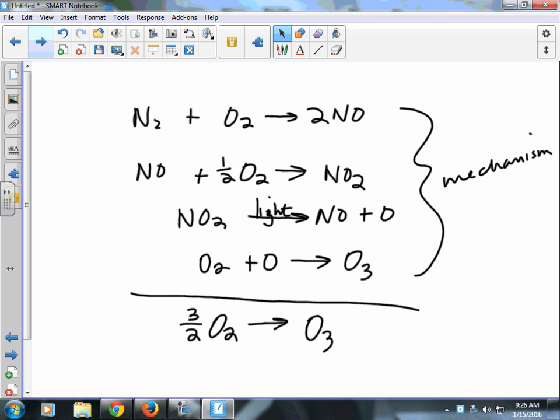For example, look right here. NO. Is it a catalyst? It's not in the overall equation. So is it a catalyst or is it an intermediate? It's an intermediate, because it's produced here, right?